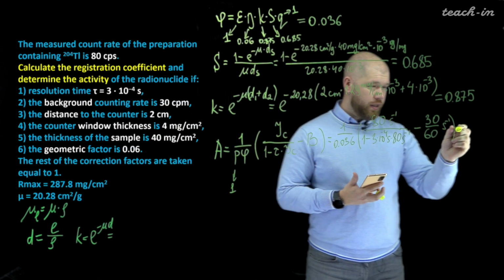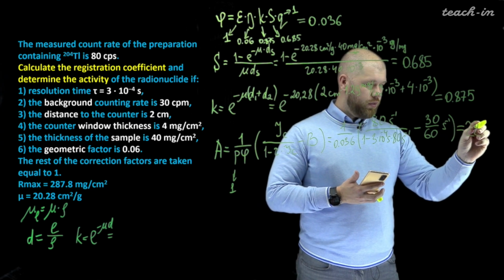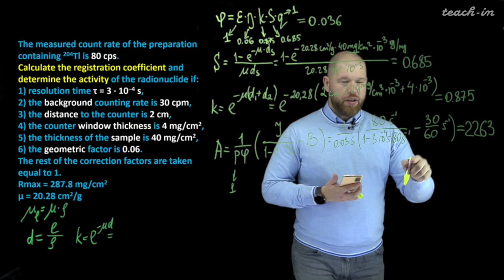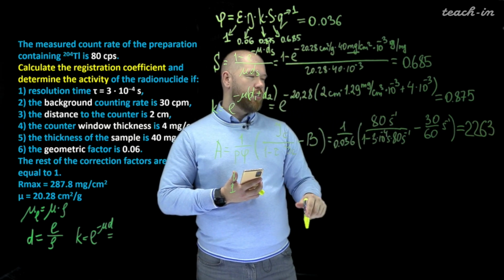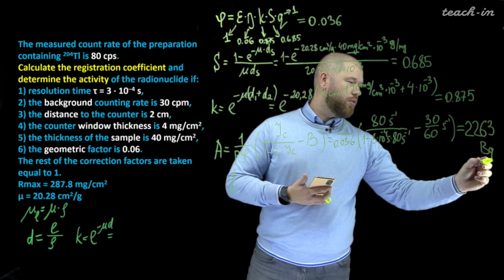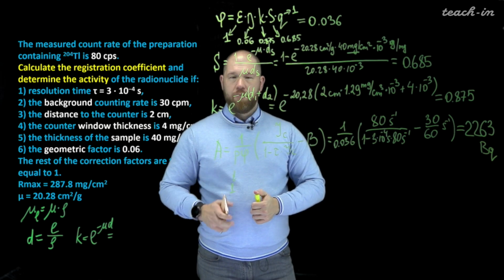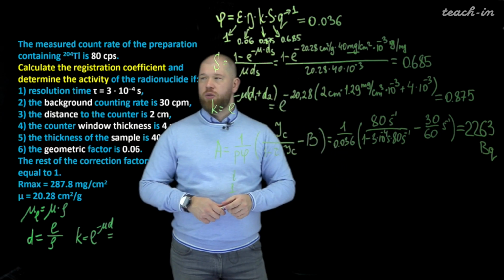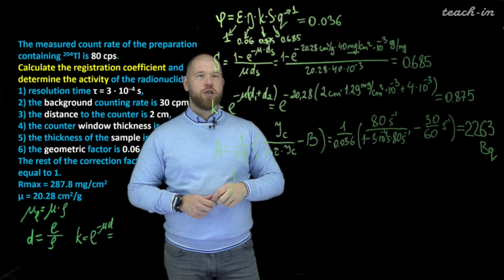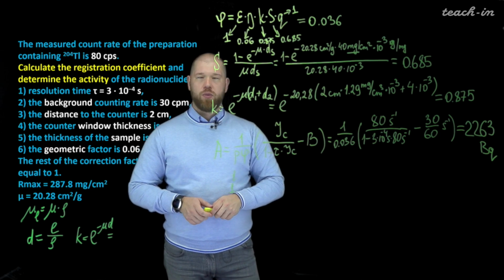And finally, I have this number, 2,6,3. As far as the whole count rates are now in CPS, counts per second, it will be 2,263 becquerels. Okay, so we have solved our task. We calculated the registration coefficient, and we calculated the absolute activity of the sample.